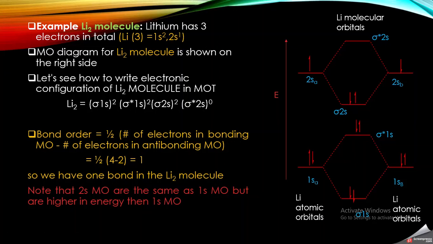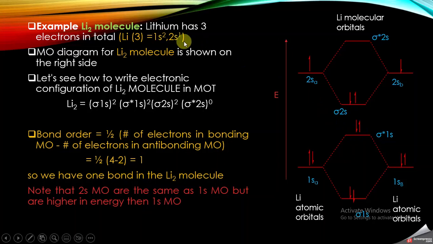Now let's suppose we have this 1sa is the lithium atom 1 and 1sb is the lithium atom 2, and we have 2 electrons here because 1s2 is filled. So they will interfere constructively to form sigma 1s, and they will interfere destructively to form sigma star 1s. If you fill the electrons again, you will have 2 electrons in the sigma 1s and 2 electrons in the sigma star.